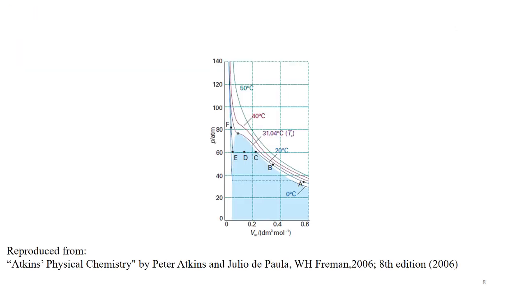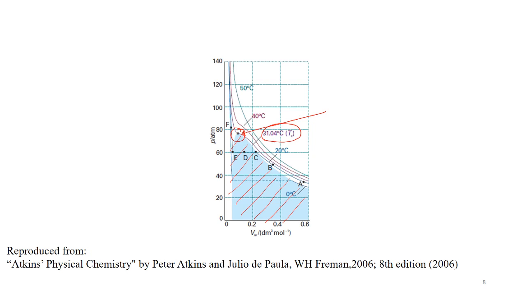Here I show some real experimental data for the liquefaction of the gas carbon dioxide. As you see, the location of the critical point is here and the corresponding critical temperature is 31.04 degrees centigrade. The shaded region, which is colored in blue here, denotes that in this region of the isotherm, the liquid is in equilibrium with its vapor.